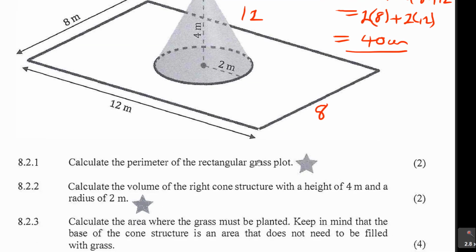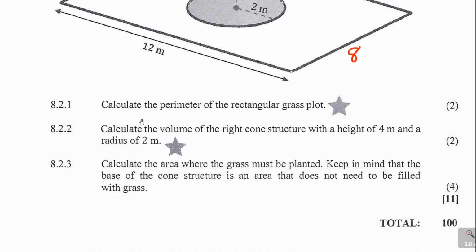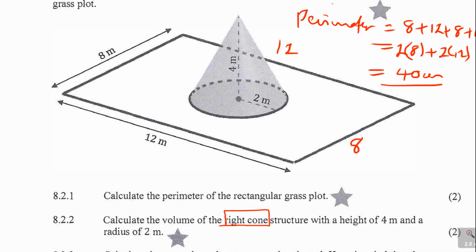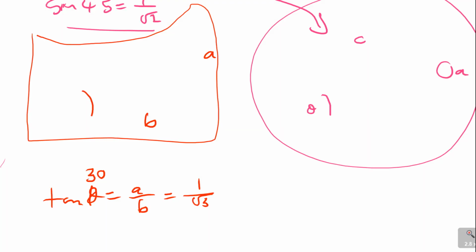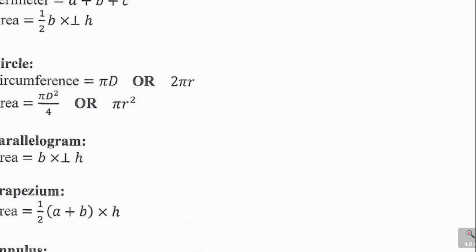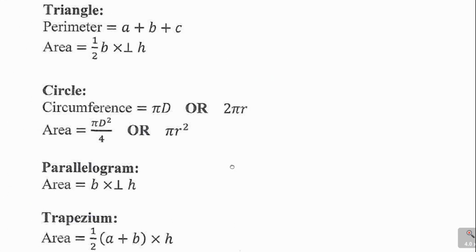There is also a formula for calculating the volume of the right cone. See, things like this, a right cone, these are the keywords, with a height of 4 meters and a radius of 2 meters. If you look at this right cone, they give you the height, so this is your h and this is your r. So when you come to the formula, you look for the right cone. I think I also did this just to remind you.